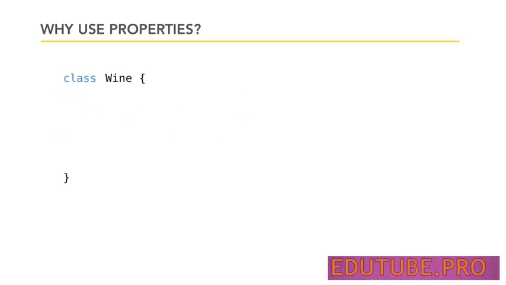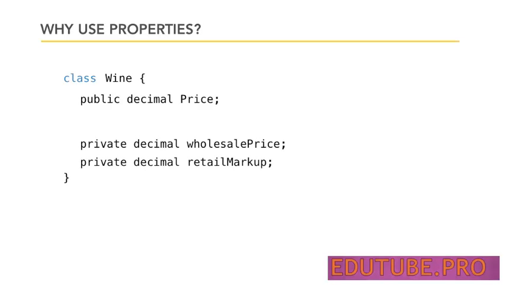Let's imagine I had a class that represented a wine, and in that class I have a price. I could define the price as just a public member variable like I've done here. And I've got some private ones, like say that there's a wholesale price and there's a retail markup. So when a wine store buys a wine, they don't pay the retail. There's a wholesale price that they pay, and then there's a markup that they apply to the wholesale price, which is what the real price is.